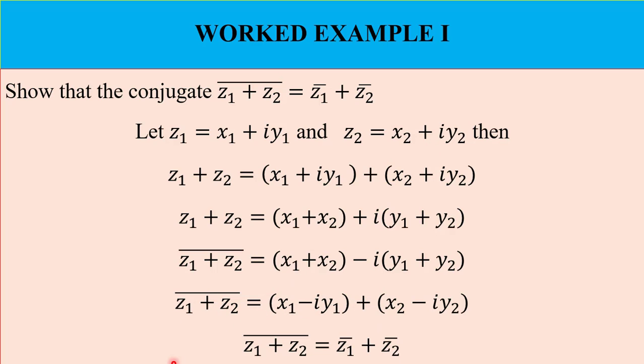Then finally, we shall have the complex conjugate of z1 plus z2 being equal to the complex conjugate of z1 plus the complex conjugate of z2. And this takes us to our proof that was required. So z1 plus z2 complex conjugate is equal to z1 complex conjugate plus z2 complex conjugate.